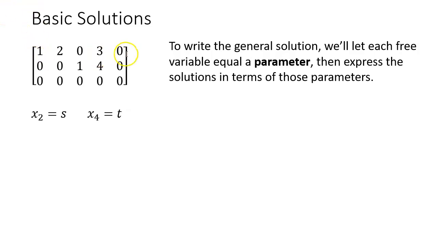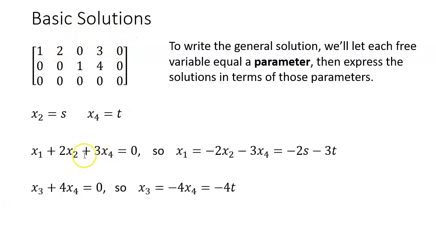So if we were to look at our top equation, we have x1 plus 2x2 plus 3x4 equals 0, as we see here. And then if we solve this for x1, we get x1 equals negative 2x2 minus 3x4. And then using our parameters here, we can rewrite that as negative 2s minus 3t. From the second line, we got x3 plus 4x4 equals 0, or in other words, x3 equals negative 4x4. Again, using our parameters, that would be negative 4t.